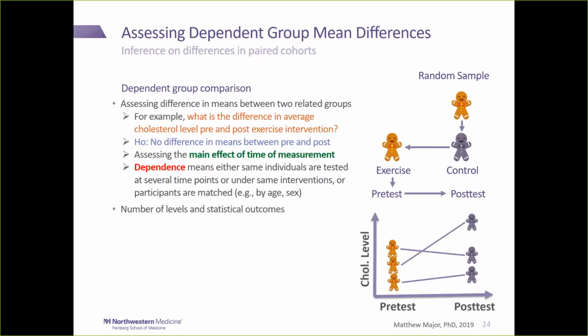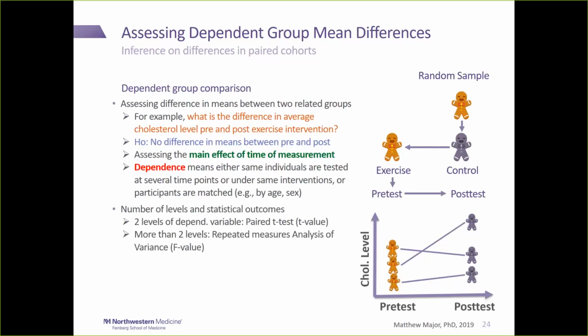Now, again, the number of levels of independent variables and our statistical outcomes are important to recognize. If we have two levels of the independent variable, we're using the paired t-test. Our test statistic is then the t-value. If we have more than two levels, we're relying on the repeated measures analysis of variance. And our test statistic, again, is the F value. And of course, we also receive the significance of the mean difference.